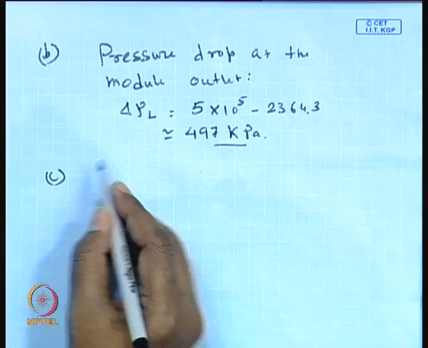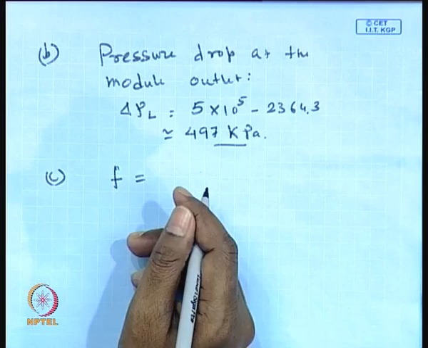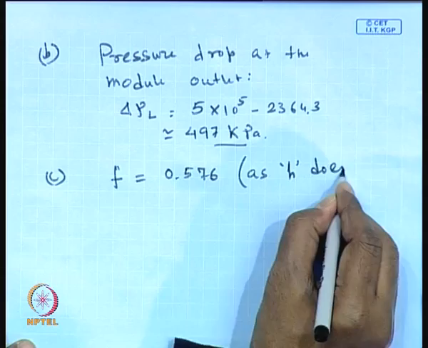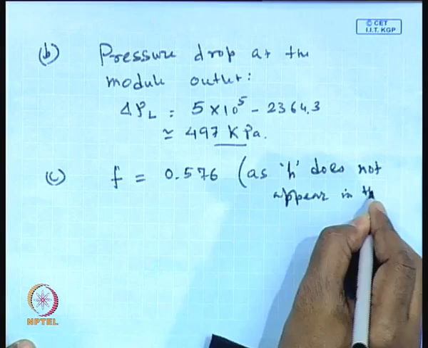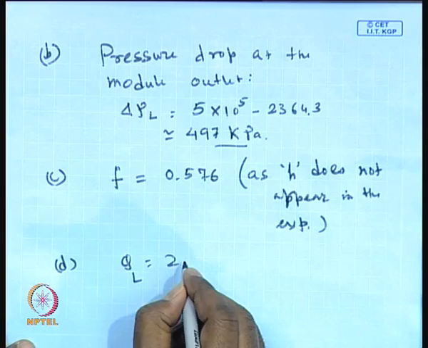Now, the fractional recovery. If you look into the definition of fractional recovery, the channel height does not appear. So, it remains the same as 5.576, as H does not appear in the expression. Okay. Similarly, the flow rate at the module outlet will remain unchanged, at the same value of 28.5 liter per hour.